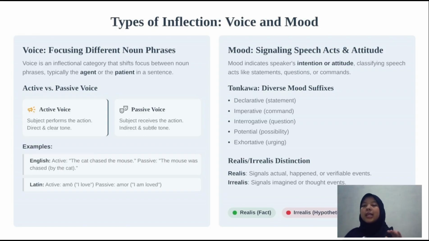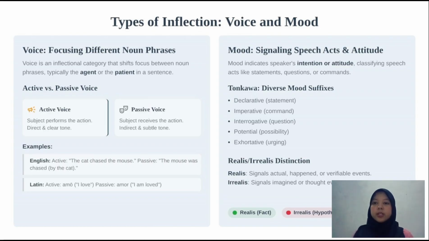So irrealist refers to events that are not real, not happening, or only imagined, or hypothetical. They might happen in the future or they might never happen at all. For example, I wish I could fly. Not real, just imagined. Or if I had money, I would travel. Hypothetical situation. That's all for me.